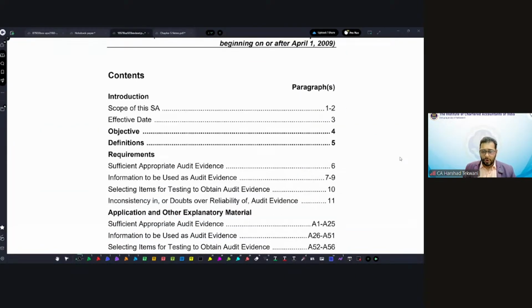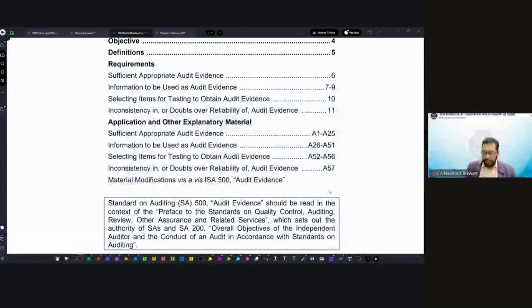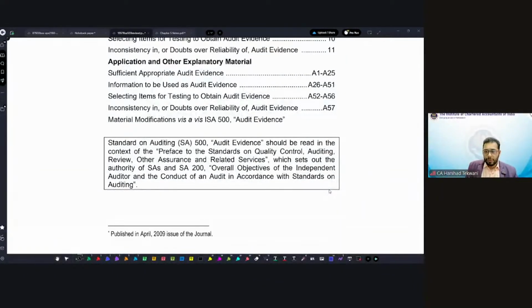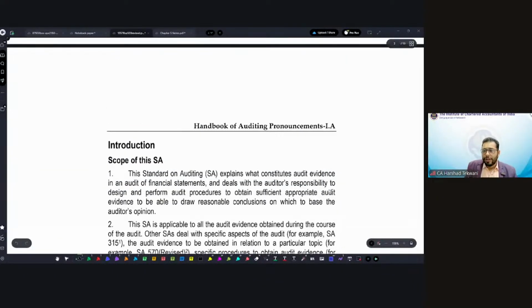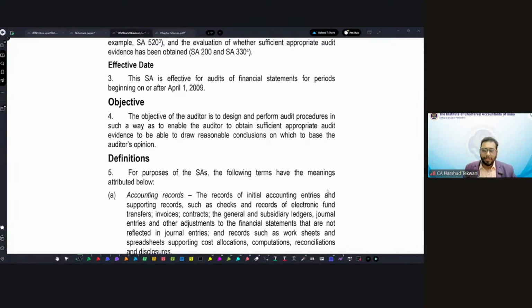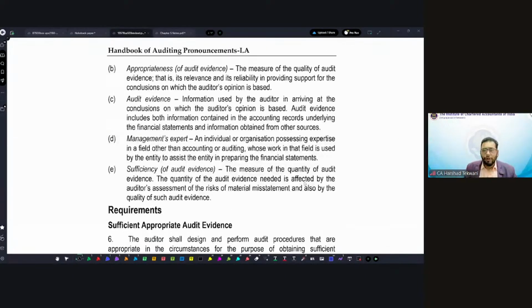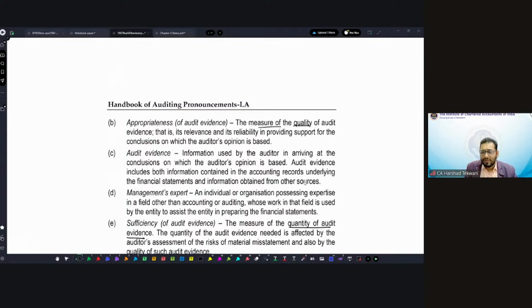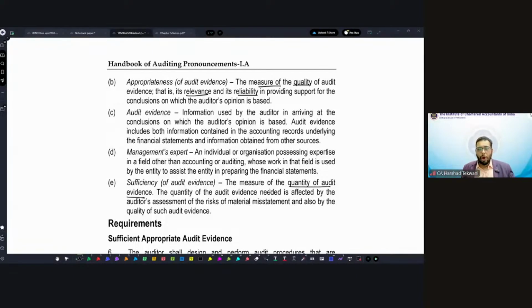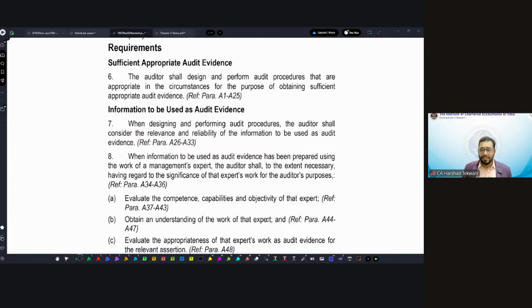As I discussed already, the objective is to obtain sufficient and appropriate audit evidence. When I talk about sufficient, it is the quantity of the audit evidence. When I talk about appropriate, it is the measure of quality with respect to relevance and reliability. So when you are obtaining sufficient and appropriate audit evidence, you need to think of relevance and reliability along with the quantity.